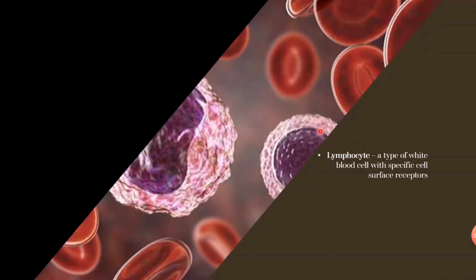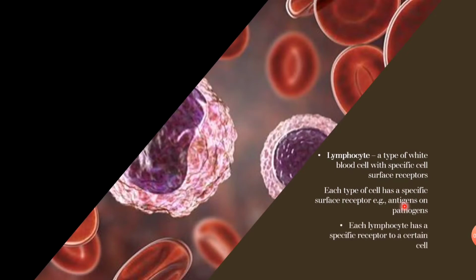Lymphocytes are a type of white blood cell with a specific cell surface receptor. And each type of cell in the body, self or non-self, has a specific cell surface receptor. For example, pathogens have antigens, and these are their specific cell surface receptor. Each lymphocyte has a specific receptor to a certain cell. So each type of lymphocyte is specific to one type of cell and one type of cell surface receptor on a specific cell.